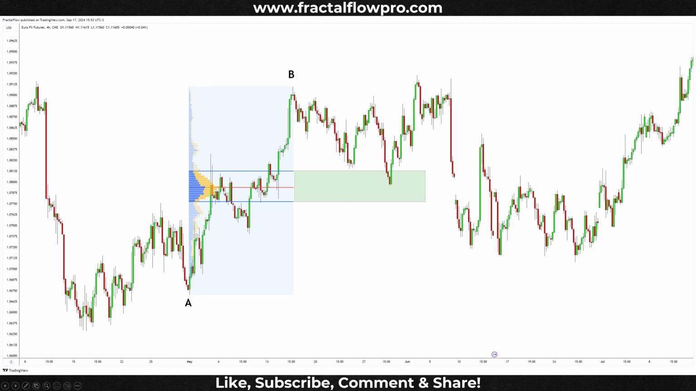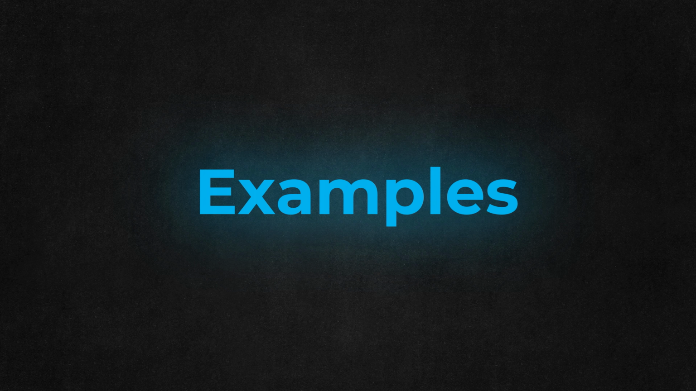In summary, different profiles will point to different fair value areas, so it's important to contextualize the volume profile with other tools in order to extract the greatest value from it. Let's look at some examples of how these different order flow techniques can work in combination.